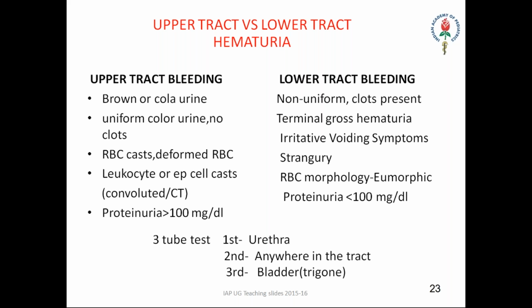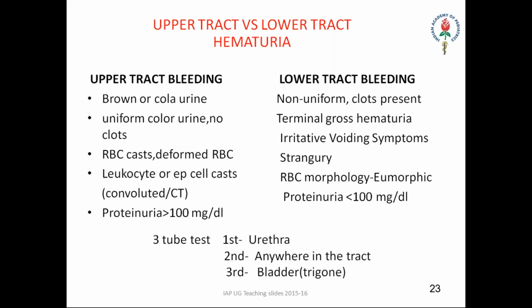In lower tract bleeding, RBC morphology is usually isomorphic, and irritating voiding symptoms and strangury are present. Leukocyte or epithelial cell casts are seen in upper tract bleeding, and proteinuria is more than 100 milligram per deciliter in upper tract, whereas in lower tract the proteinuria is less than 100 milligram per deciliter. So first, how do you differentiate them?